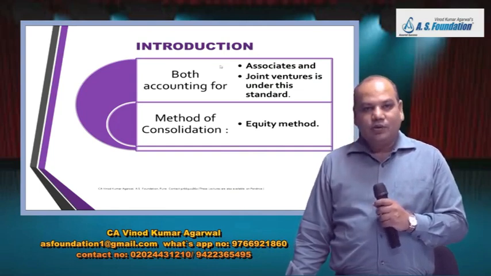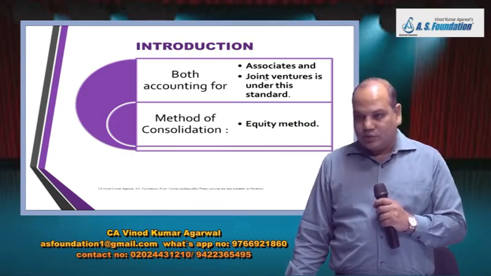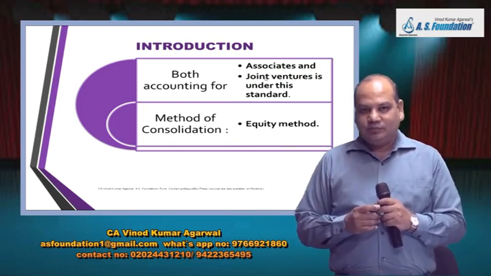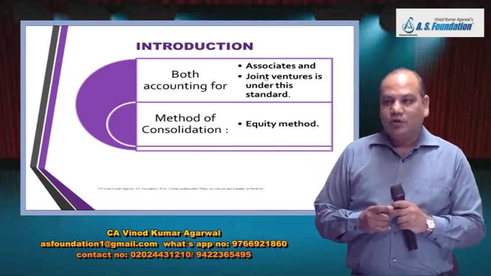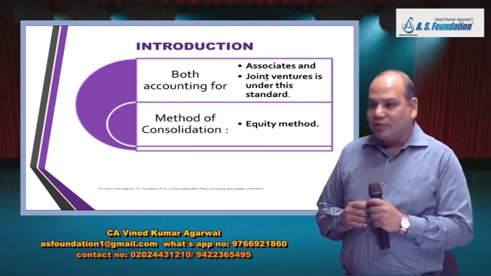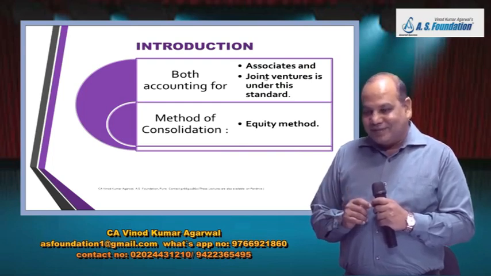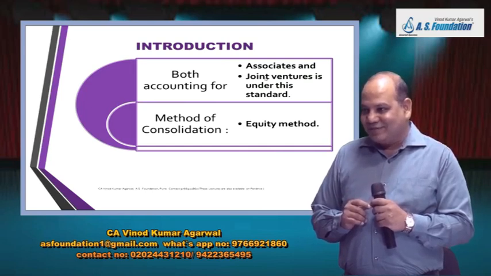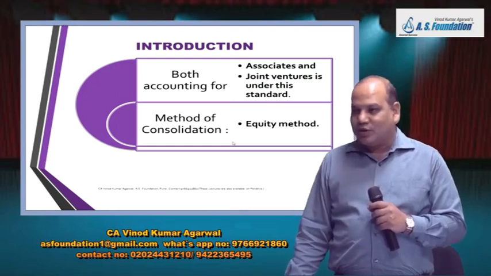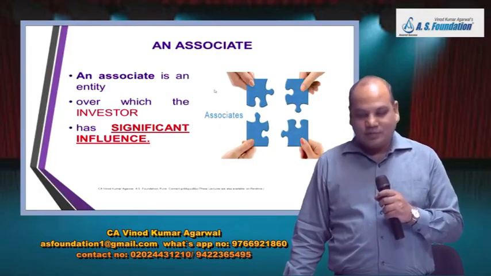This standard is applicable for both accounting for associate and accounting for joint venture. Joint arrangements are of two types. Which two types? Joint venture and joint operation. If it is joint operation, which standard will take care of that? IFRS 11. And if it is joint venture, then this standard. Okay. And what is the name of the method of consolidation? Equity method. So we'll discuss in a while what is equity method.